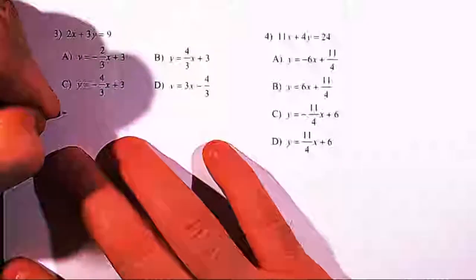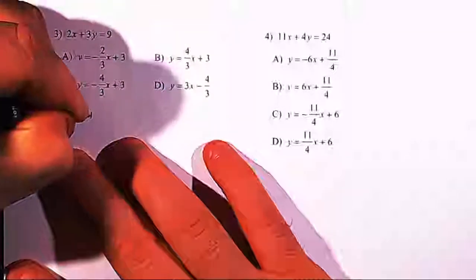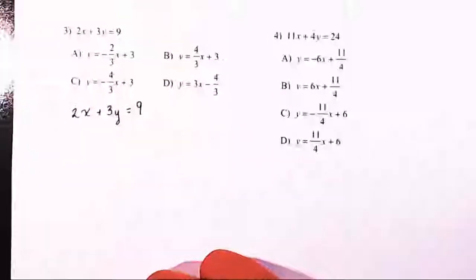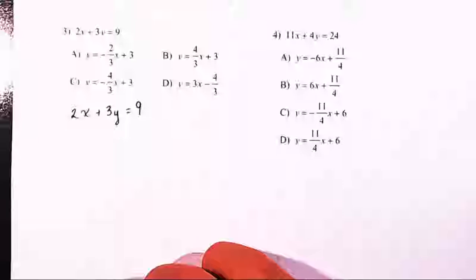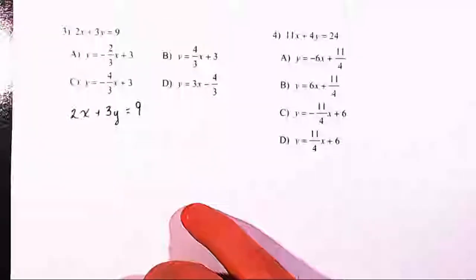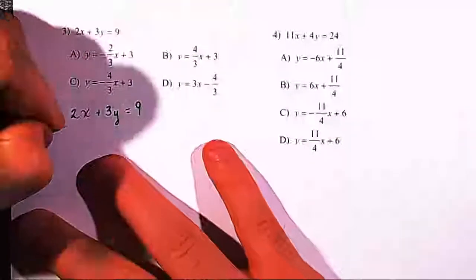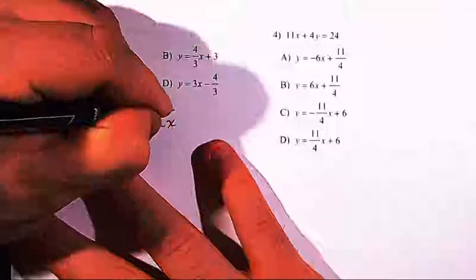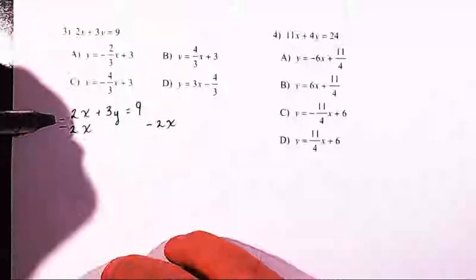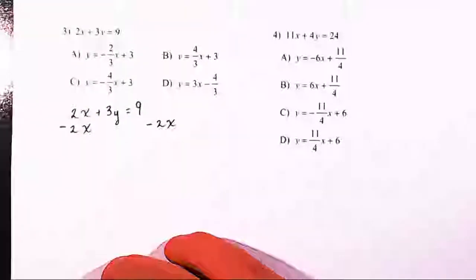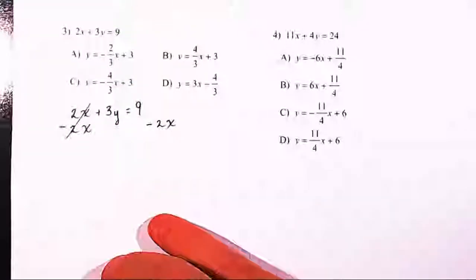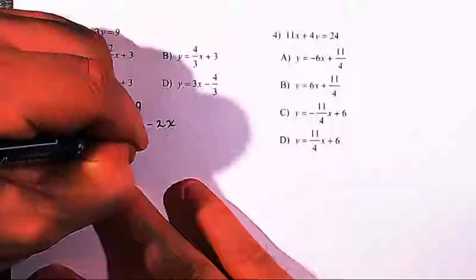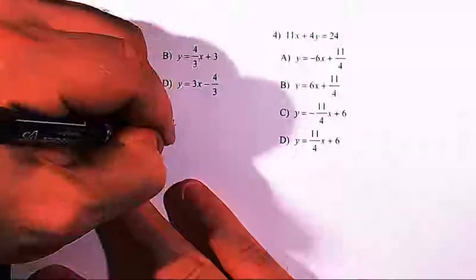So for number 3, we're given 2x plus 3y equals 9. So what's my first step? I want to get y by itself on the left side, so I'll move the 2x to the right side by subtracting 2x from both sides. Because it's positive, I need to subtract. On the left side, it cancels, and I'll rewrite 3y equals -2x plus 9.